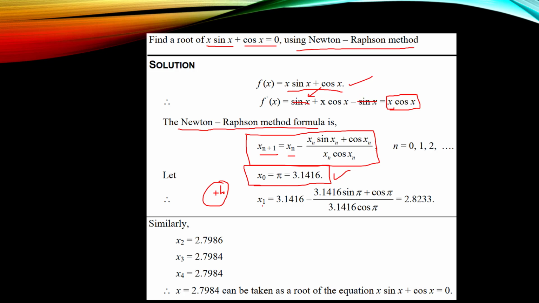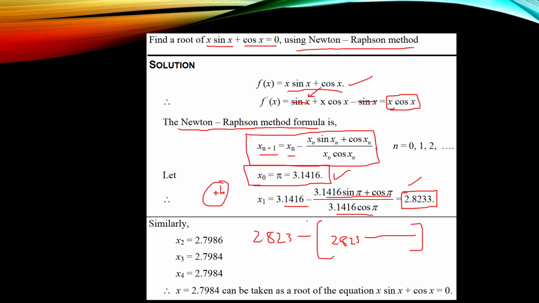You are going for x1 is equal to x0 minus f of x divided by f dash of x. Same equation, you are applying the value. You got 2.8233. You will keep on repeating. So the new value of x0 or the x1 will be 2.823. So you get x2. X2 will be 2.8233 minus, instead of 3.1416, you have 2.823. Okay, so that equation will be there.